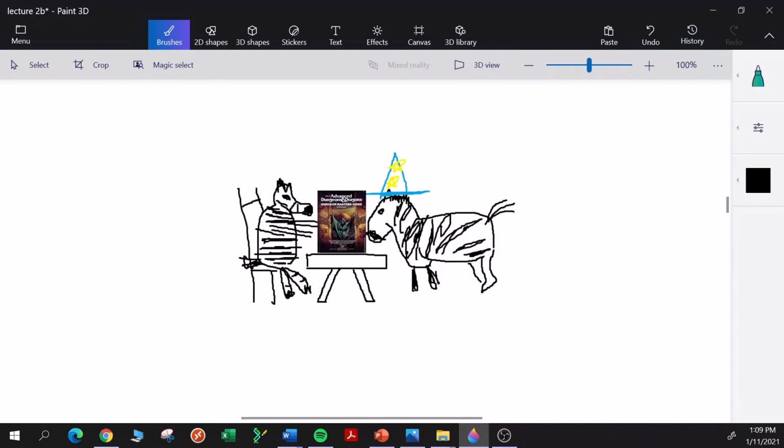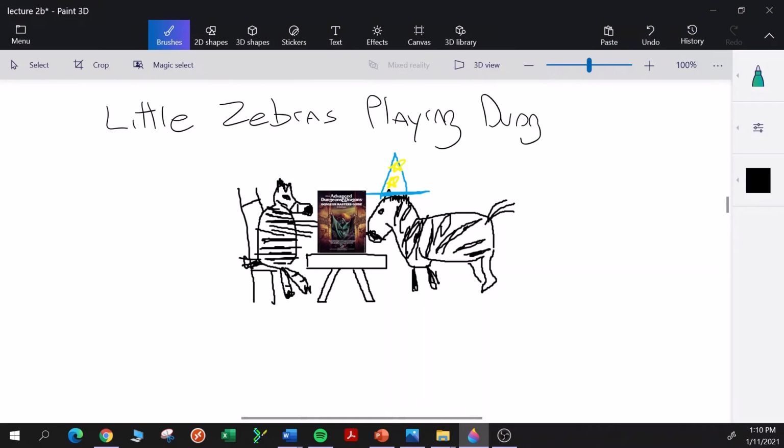These are little zebras playing Dungeons and Dragons. So L, Z, P, D, D. Well, that works for me.